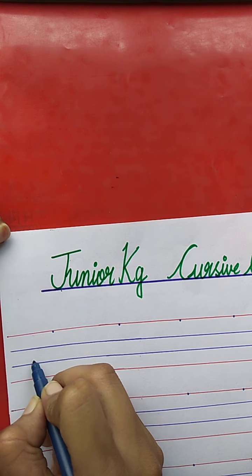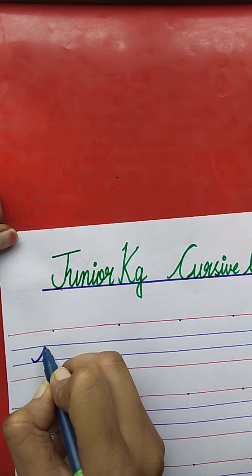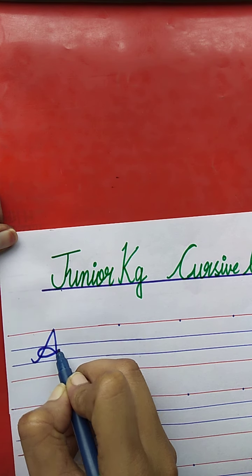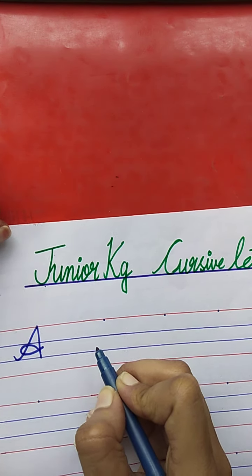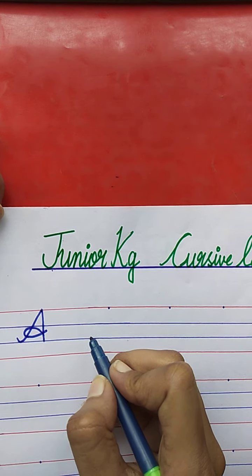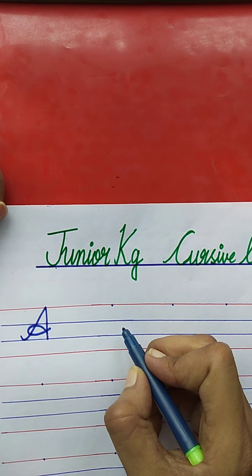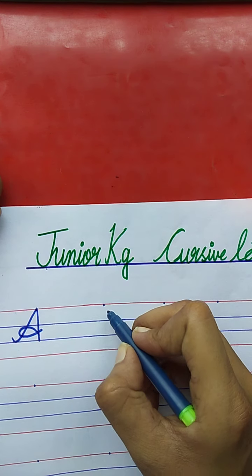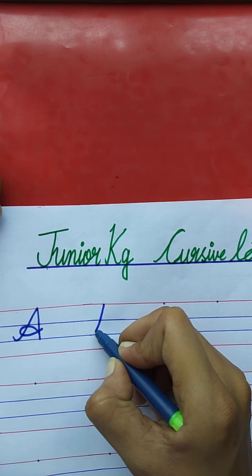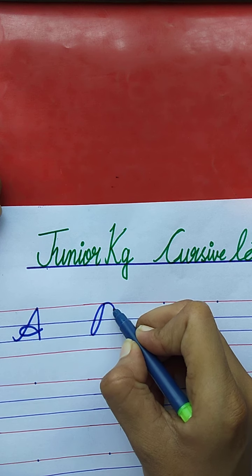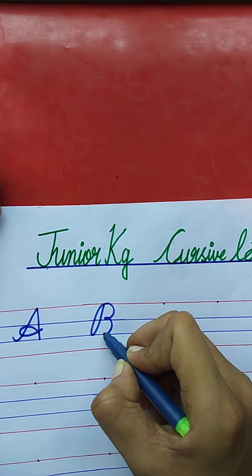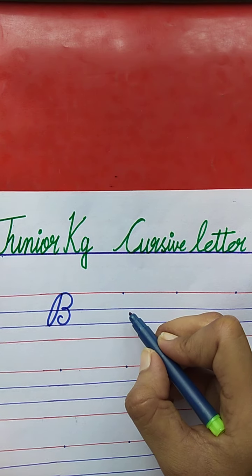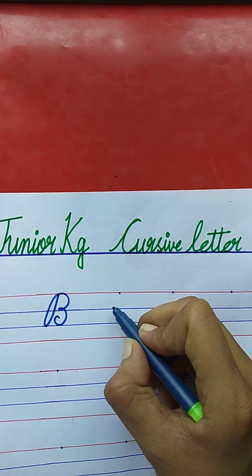Now see here, draw with me a slanting line, one more slanting line and a loop between these lines. A for apple. Speak with me. The spelling of apple, A-P-P-L-E. Apple. Now the next letter is B. B for ball. Speak with me. The spelling of ball, B-A-L-L. Ball.